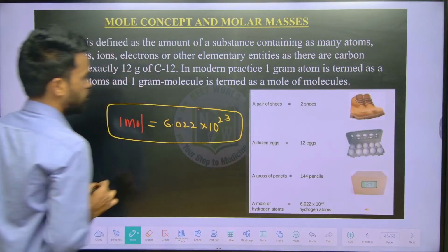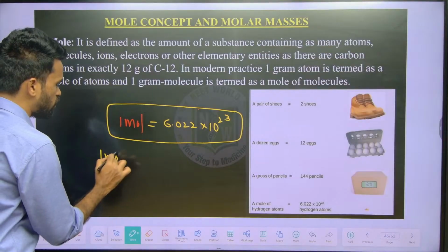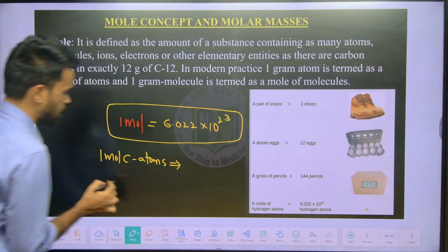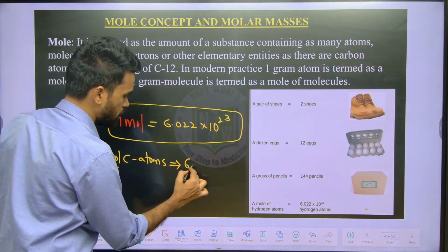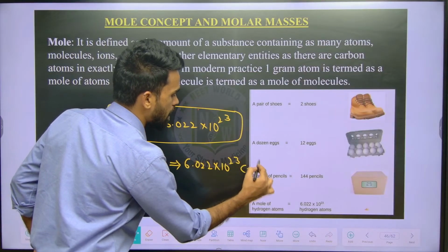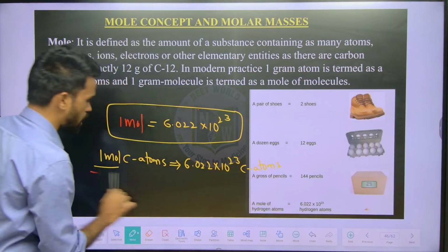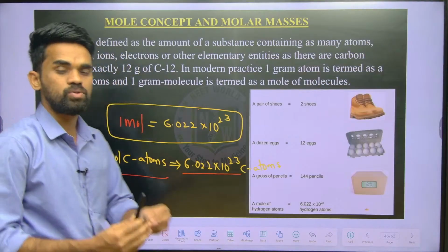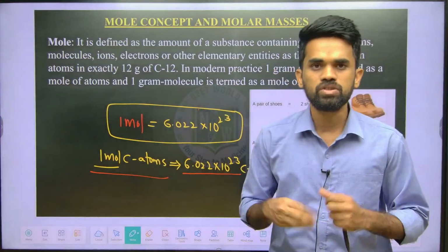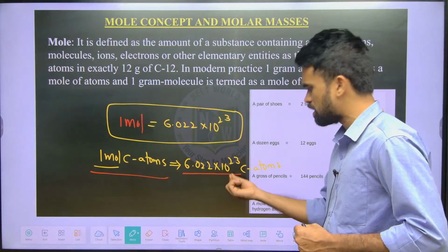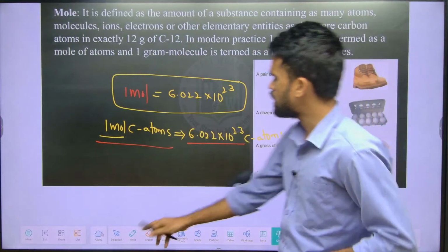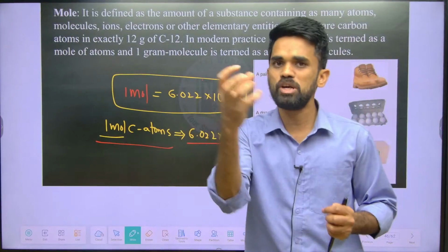Anything you can take. For example, if I say 1 mole of carbon atoms, what is it indicating? 1 mole means this many, 6.022 into 10 power 23 carbon atoms. So what do we mean by 1 mole of carbon atoms? 6.022 into 10 power 23 carbon atoms. Or simply I can say 1 mole of electrons means this much number of electrons. Remember.